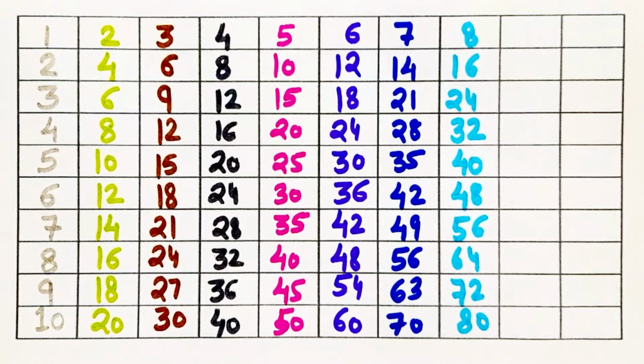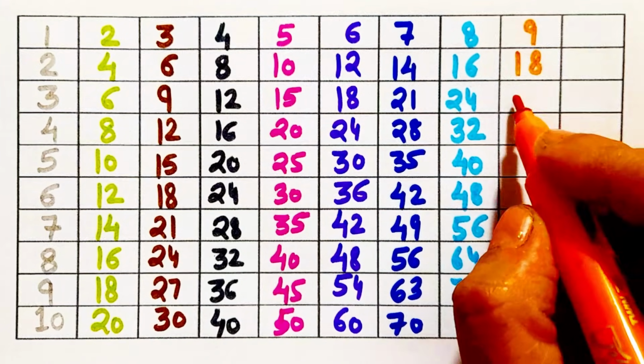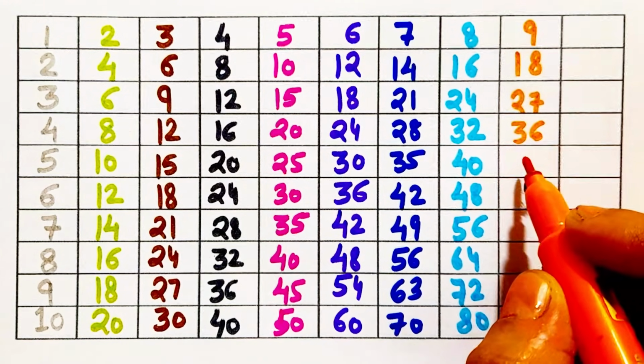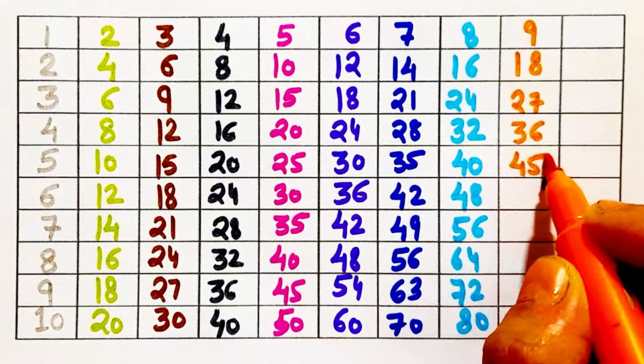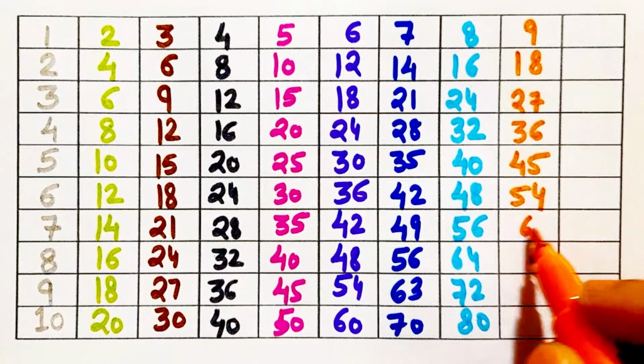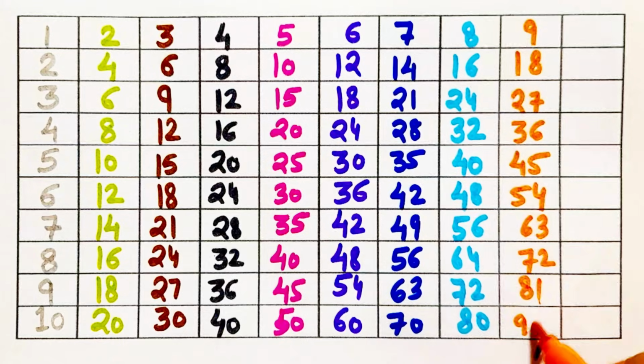Now table of 9. Now we have to do the table of 9. 9 ones are 9, 9 twos are 18, 9 threes are 27, 9 fours are 36, 9 fives are 45, 9 sixes are 54, 9 sevens are 63, 9 eights are 72, 9 nines are 81, and 9 tens are 90. Did you get this?